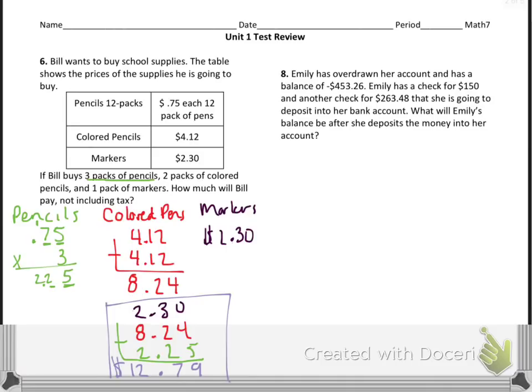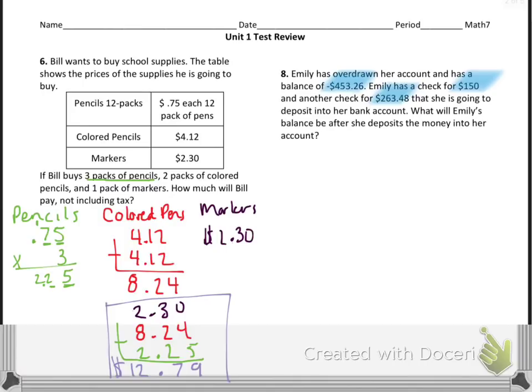On number 8, Emily has overdrawn her account and has a balance of negative $453.26. Emily has a check for $150 and another check for $263.48 that she is going to deposit. So I'm going to highlight all those numbers. Okay. What will Emily's balance be after she deposits into her account?